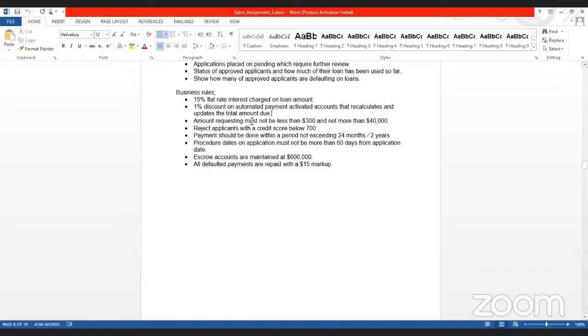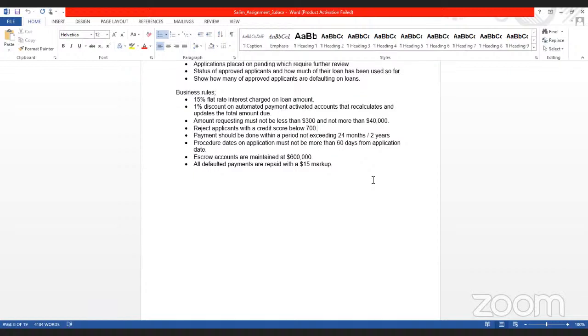The requested amount on loans should not be less than $300 and no more than $40,000, as mentioned by the stakeholder. And there should be a rejection of applicants with a credit score less than 700. So that should be a bit automatic. And payments should also be done within a period not exceeding 24 months. That could be equivalent to 2 years. Also, the procedure dates on all applications should not be more than 60 days from the application date. So you cannot apply for the loan today and have your procedure in, let's say, 61 days even.